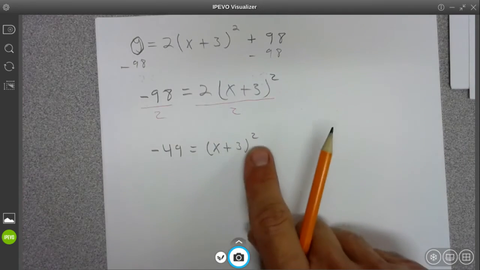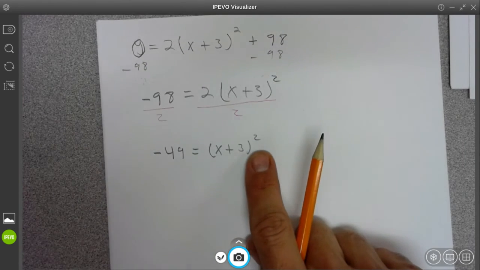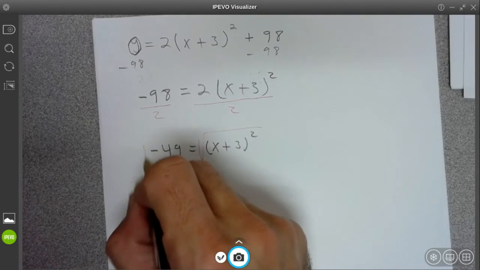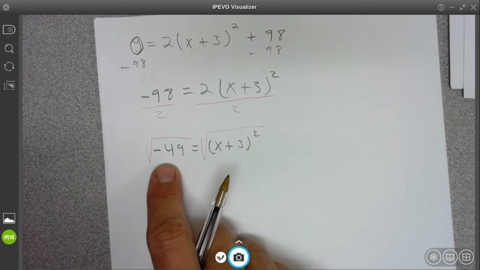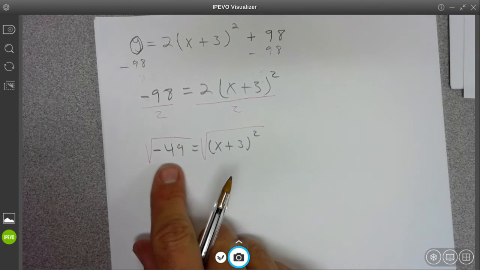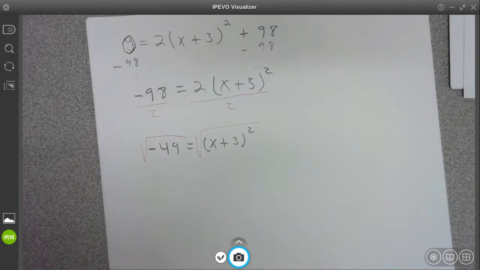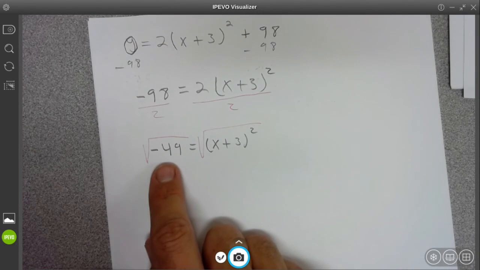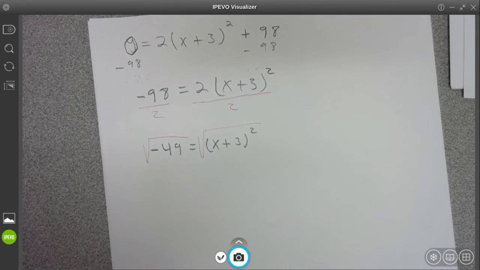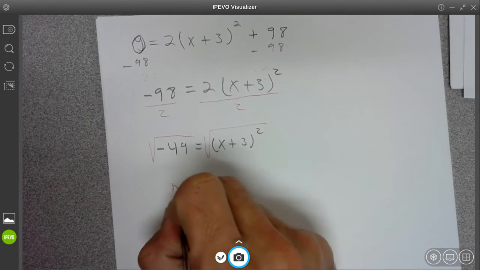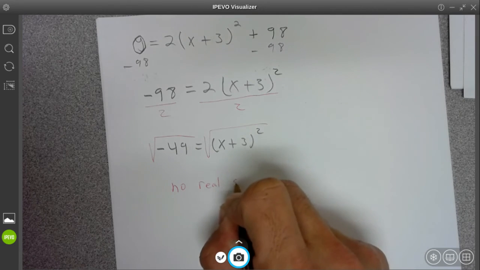Okay. Normally you would square root both sides right here, and that's what we'll do. But when we square root on the left side, this is going to give us a problem. This is going to be imaginary. We'll talk about that later, but you can't take the square root of a negative. So at this point, you would say there's no solutions, or you could say there's no real solutions, okay, because you can't take the square root of a negative. I'm just going to put that there. No real solutions.